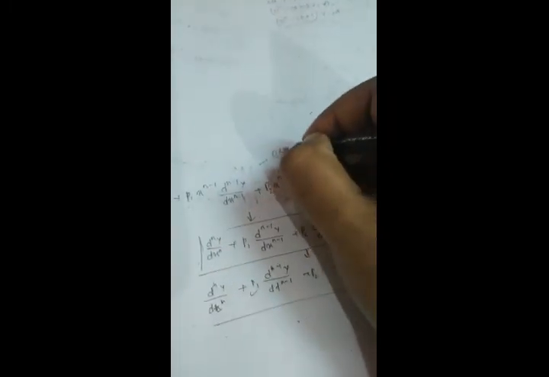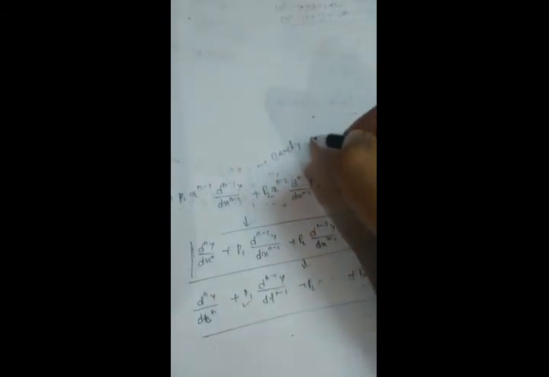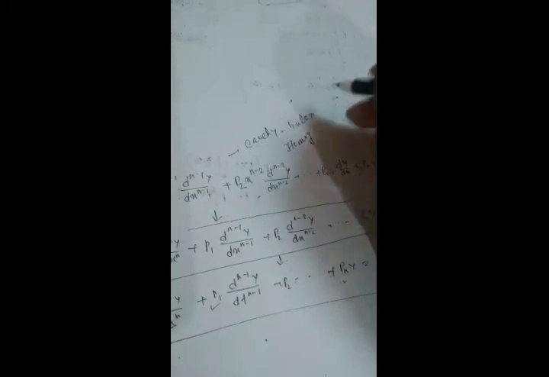This type of equation is known as a Cauchy-Euler homogeneous equation. Cauchy-Euler homogeneous equation. So now let us try to solve it.